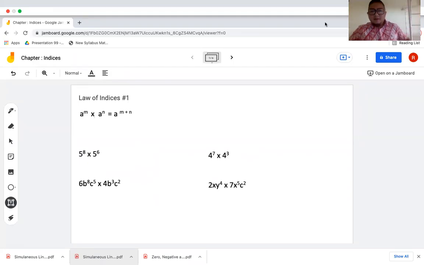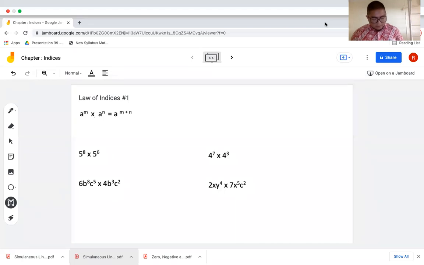All right, hello everyone. This time we're going to focus on the indices chapter, and we're going to have the 5 laws of indices. For now, we're going to be focusing on law number 1. Law number 1 states that if the bases are the same and we are multiplying them, what we need to do is just add their exponents.